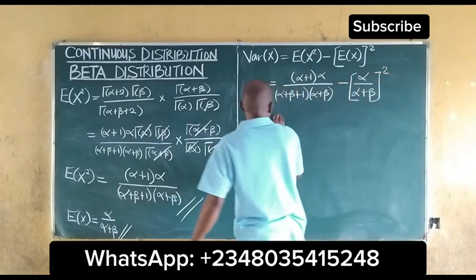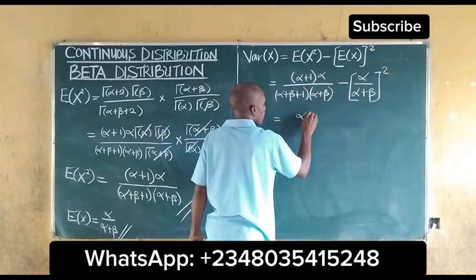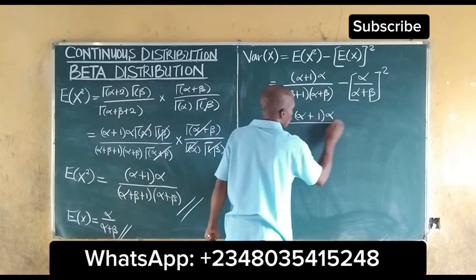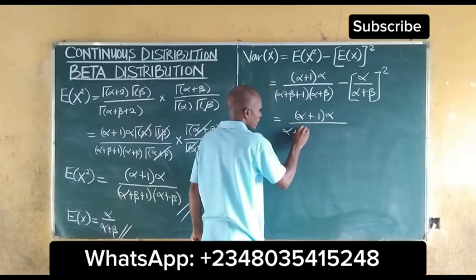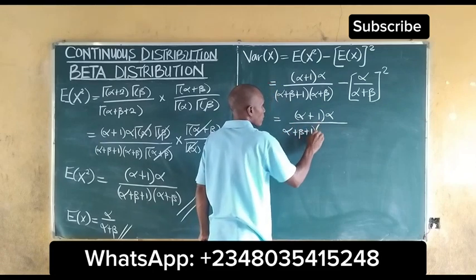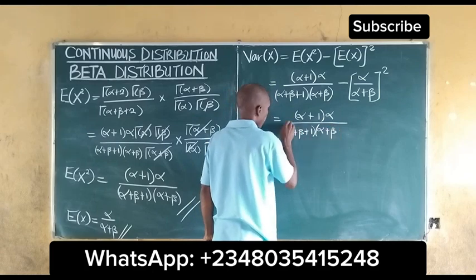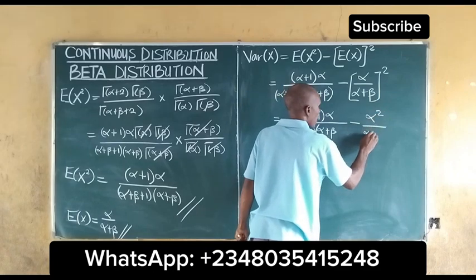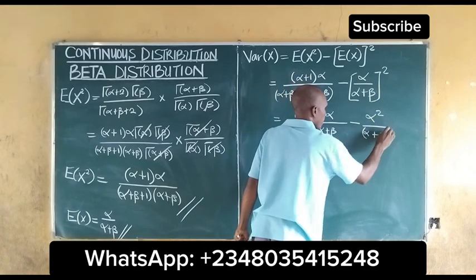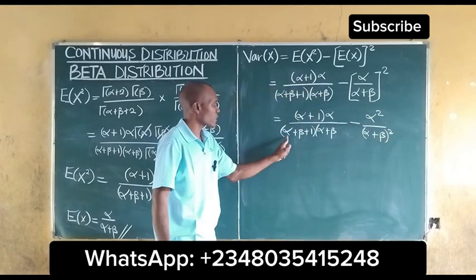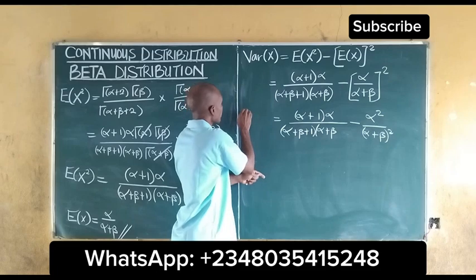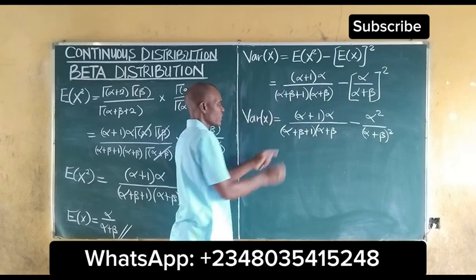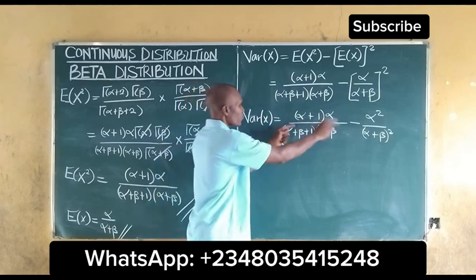all squared, which is the same thing as alpha plus 1, alpha, all over alpha plus beta plus 1, alpha plus beta, minus alpha squared all over alpha plus beta squared. So this is what we get. It then means that our variance of x is this. The next thing to do is to rearrange this properly.